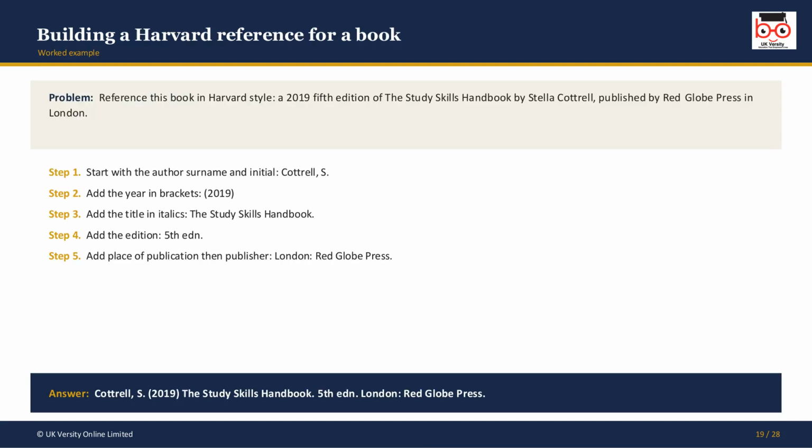Let's build a Harvard reference for a book. Say it's the 2019 5th edition of The Study Skills Handbook by Stella Cottrell, published by Red Globe Press in London. Start with the author's surname and initial, Cottrell, S. Add the year in brackets, then the title in italics. Next comes the edition, 5th edition, and finally the place of publication and publisher, London, Red Globe Press. Put together, it reads: Cottrell S. 2019, The Study Skills Handbook, 5th edition, London, Red Globe Press.